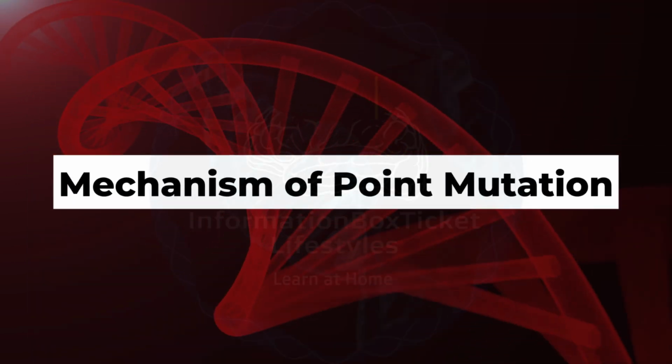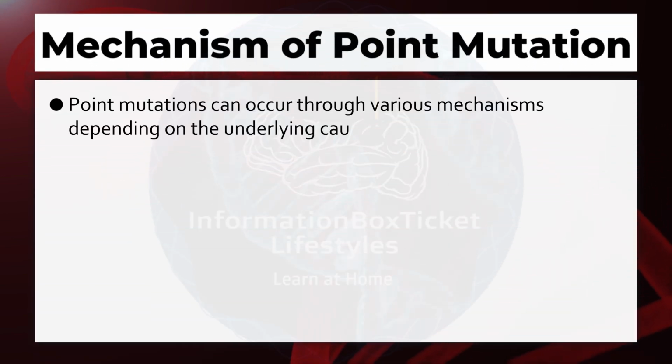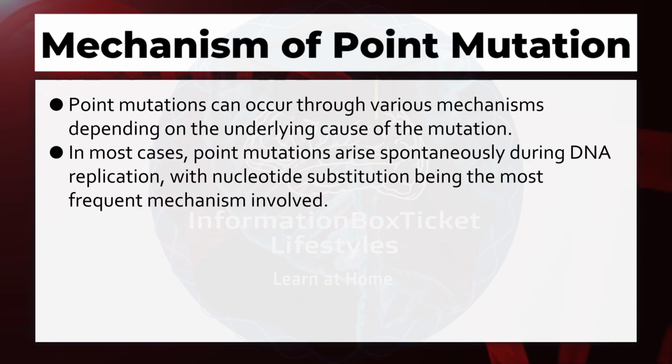Mechanism of point mutation. Point mutations can occur through various mechanisms depending on the underlying cause of the mutation. In most cases, point mutations arise spontaneously during DNA replication, with nucleotide substitution being the most frequent mechanism involved.